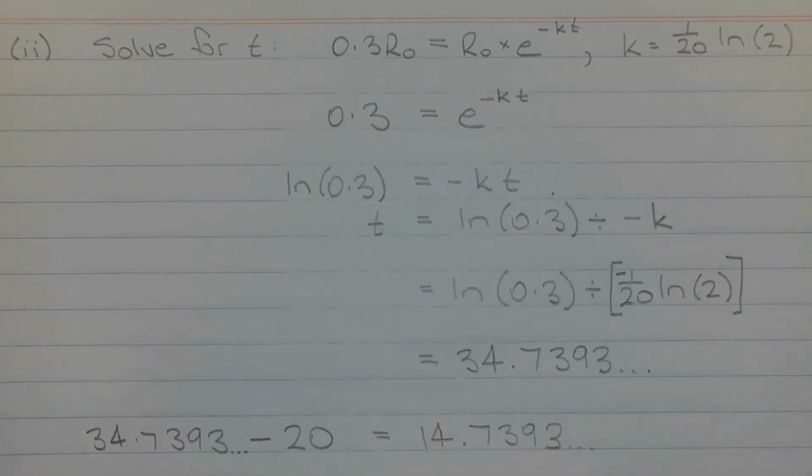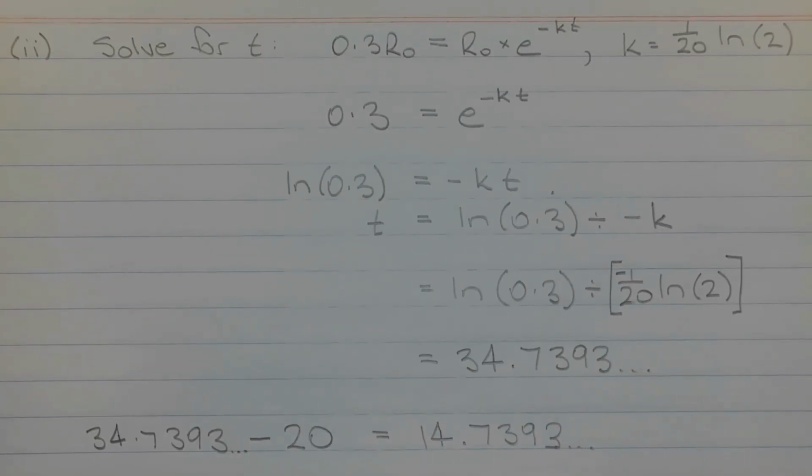of negative kt. Taking the natural logarithm, or ln, of both sides of the equation, because we need to isolate the t, we get ln of 0.3 is equal to negative kt. Now, to isolate t, we divide ln of 0.3 by negative k. So t is equal to ln of 0.3 divided by negative k. So we get ln of 0.3 divided by, open bracket, negative 1 over 20 times ln of 2, close bracket. And that evaluates to 34.7393 and so on.